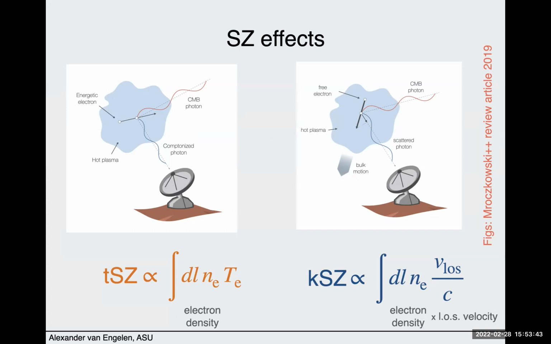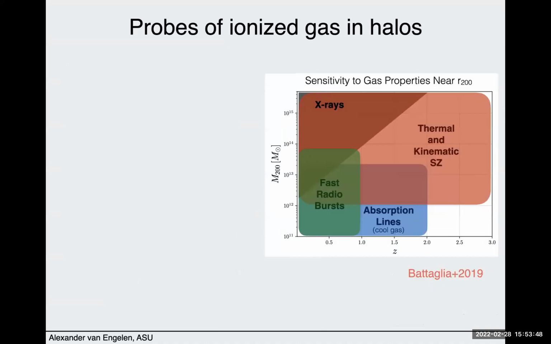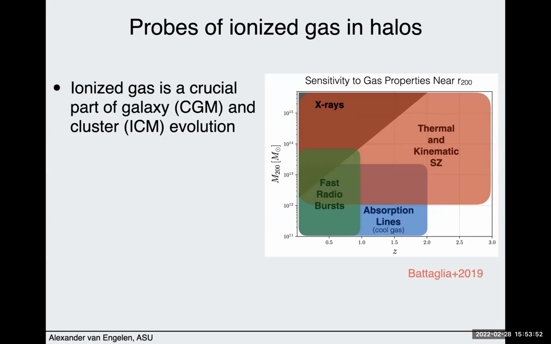So these are two different effects that we now have become very good at measuring in our CMB maps, as I'll show you in a moment. Okay, so why do we want to measure this? Ionized gas is a crucial part of galaxy and cluster evolution. We'd really like to know where the baryons are, where these ionized electrons are.